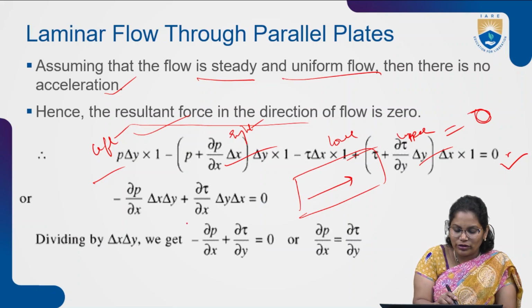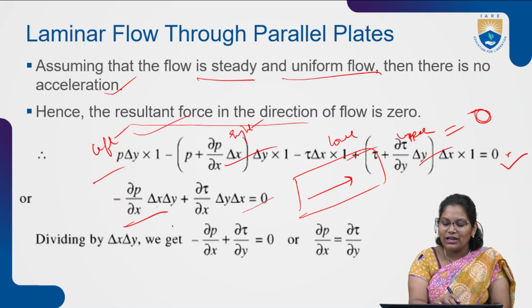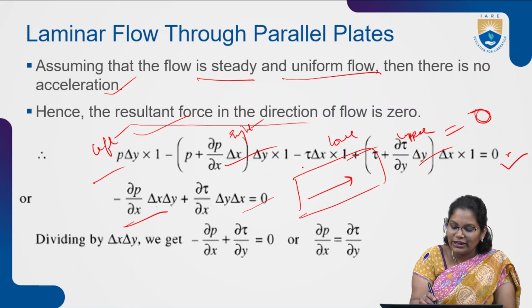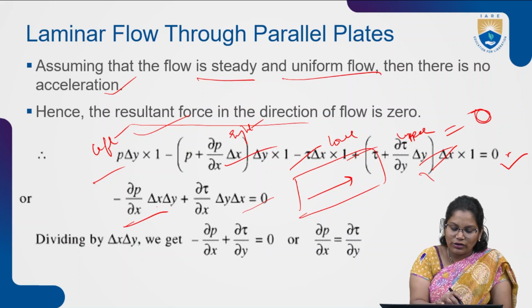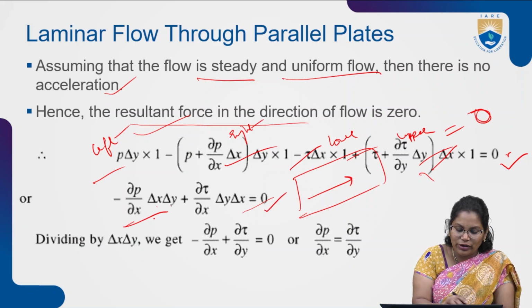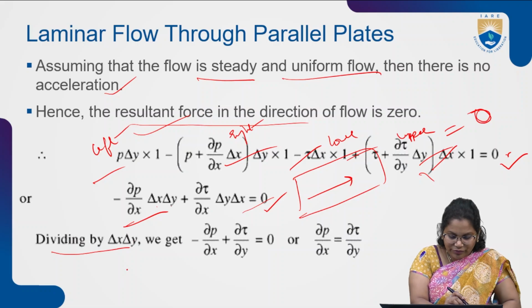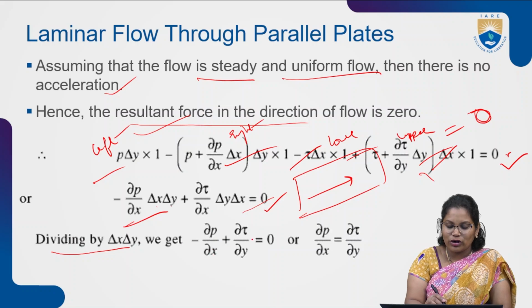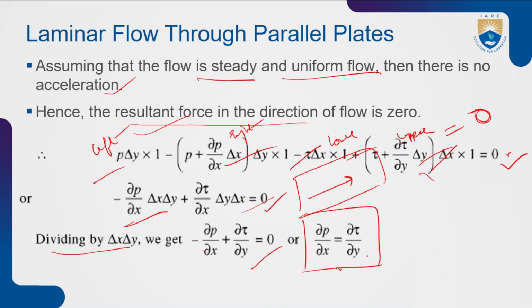When we simplify, we get minus ∂P/∂x into delta X into delta Y, and another term, ∂tau/∂y into delta Y into delta X, is equal to 0. When you simplify, some terms get cancelled, and this is what we got as the final one. When you divide this by delta X into delta Y, you get minus ∂p/∂x plus ∂tau/∂y is equal to 0. Taking this on the right hand side, the equation becomes ∂p/∂x is equal to ∂tau/∂y.